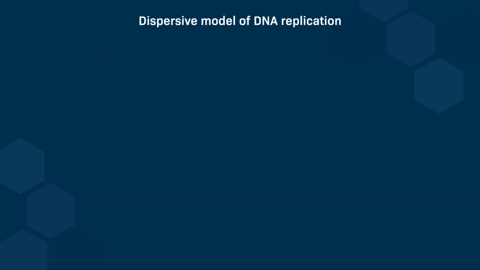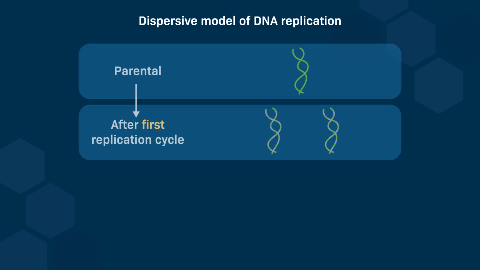In the dispersive model of DNA replication, the two new DNA molecules are patchworks of parental DNA and newly synthesized DNA. This model does not require the complete uncoiling of the double helix.